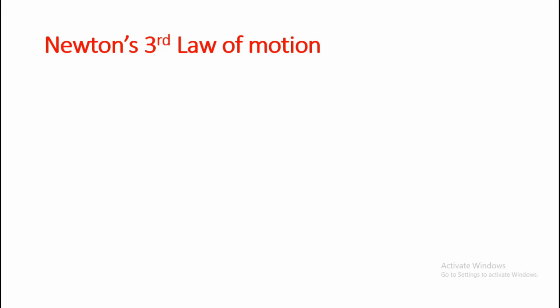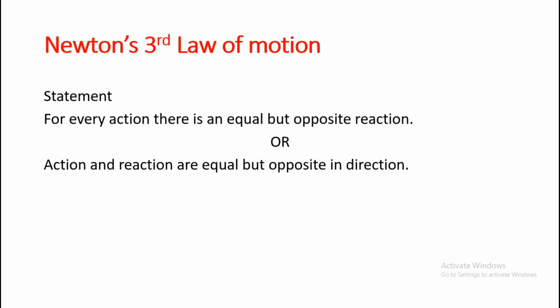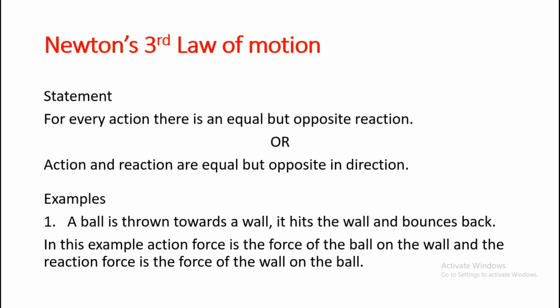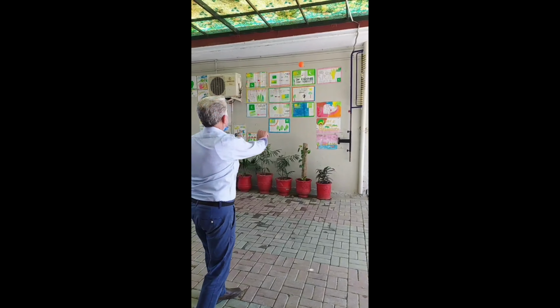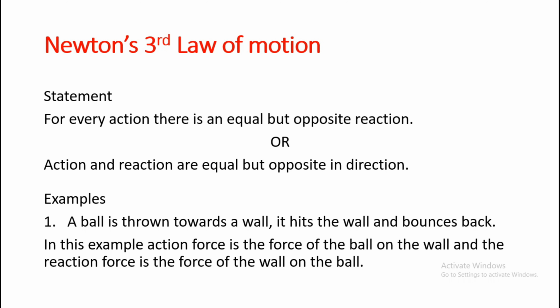Now, Newton's third law. Newton's third law states that for every action there is an equal but opposite reaction, or action and reaction are equal but opposite in direction. For example, if a ball is thrown towards a wall, it hits the wall and bounces back. So the action force is the force of the ball exerting on the wall, while as a reaction, the wall is exerting force on the ball.